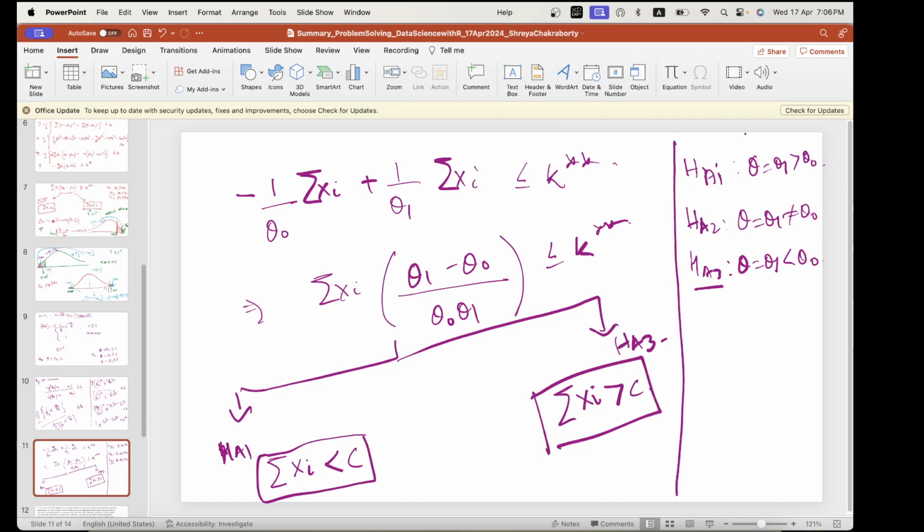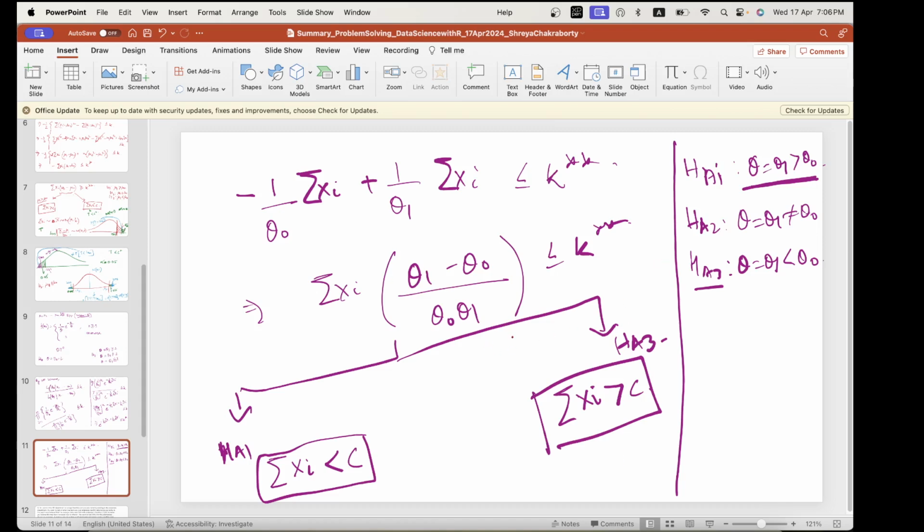So you see here, the alternate was that theta is greater than some theta naught, but our rejection region will be based on summation xi is less than c. And here the alternate was theta is less than theta naught, but our rejection rule is going, the sign is going to change.